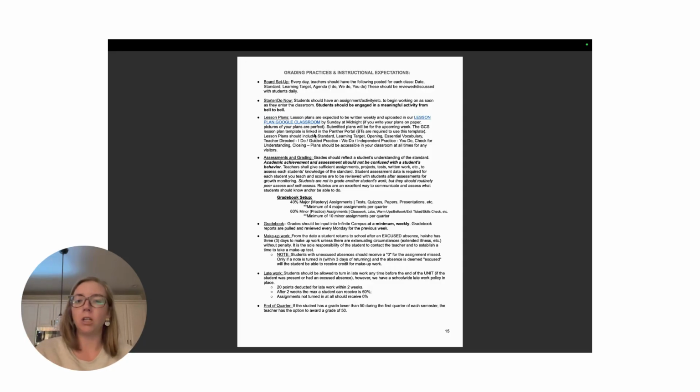Next thing is makeup work. With makeup work, we have a district policy that I want to make sure I hit very, very hard, because it is going to be a change and something we're going to have to be super intentional about.